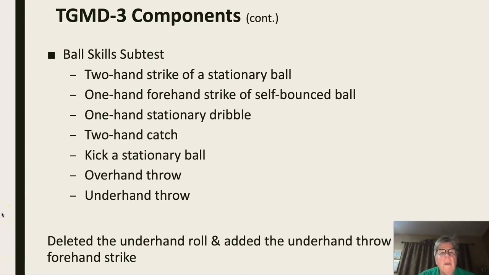In the TGMD-3 ball skills subtest, they've changed the name of the subtest from object control to ball skills. They've done a bit more changing here. You could see they have deleted the underhand roll and they have added the underhand throw and a forehand strike of a self-bounced ball. And I'll go through each of the criteria for each of those as we move a little bit closer into the components.